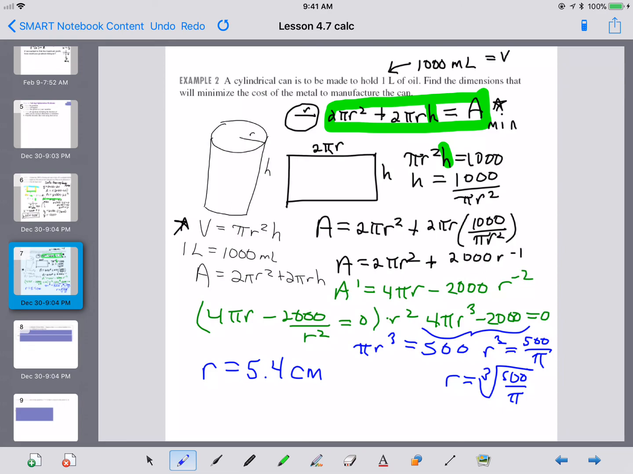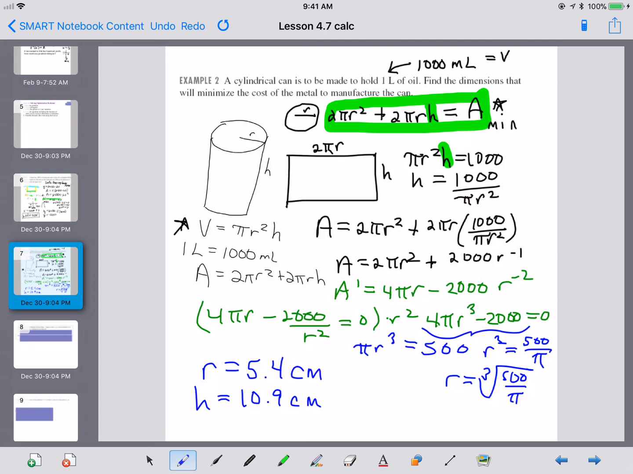Now that doesn't give us our h. Remember, our h was 1,000 divided by pi r squared. So if you do 1,000 divided by pi r squared, you would get that the height needs to be about 10.9 centimeters. So that would be the dimensions you would want to tell them to make their can.